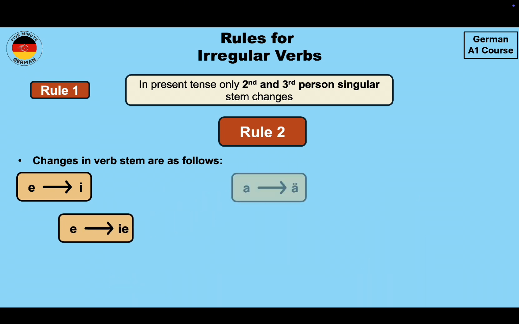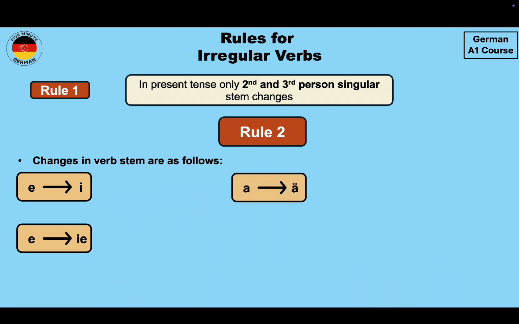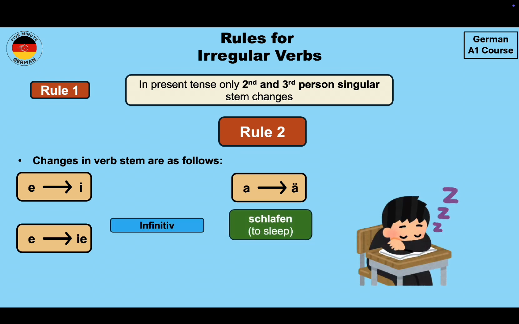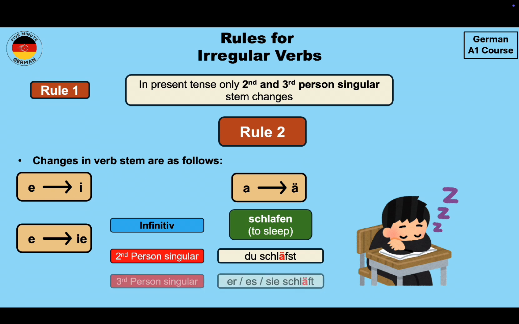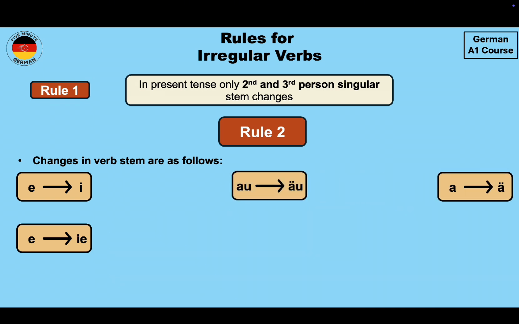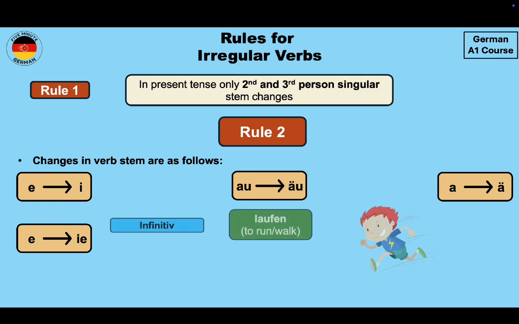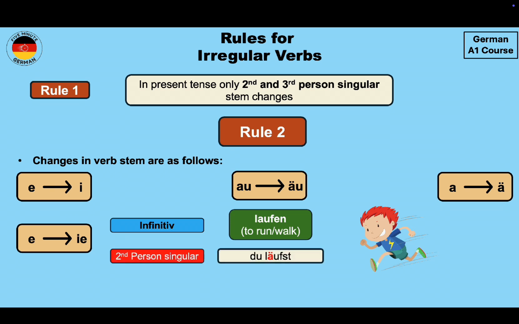If there is an A in the verb stem, then it will be changed to A umlaut. So an example for this is schlafen, which means to sleep. So in the second person singular it will be du schläfst and in the third person singular it will be sie schläft. And the last case is if you have an AU, then it will be changed to A umlaut U. So if we have the verb laufen, which means to run or walk, then it will be changed to du läufst in second person singular and sie läuft in third person singular.